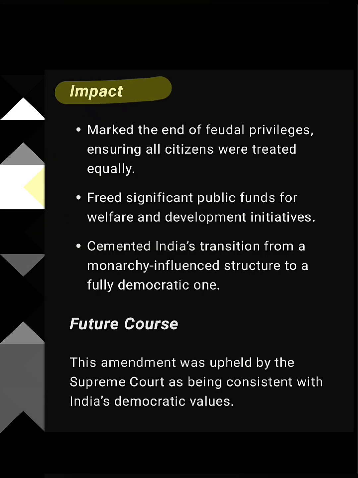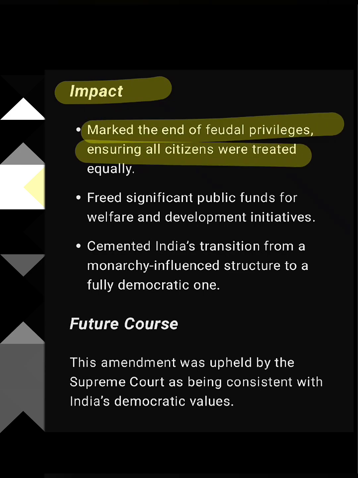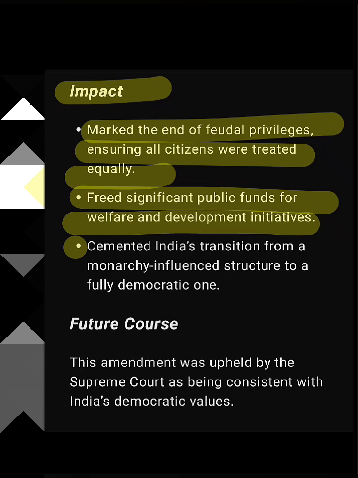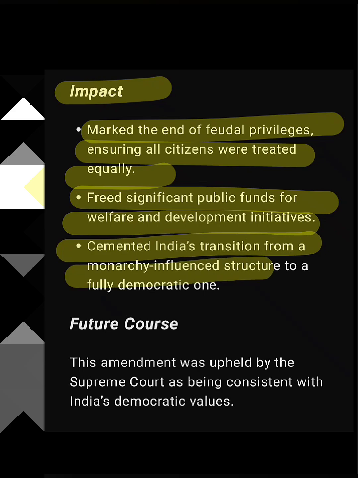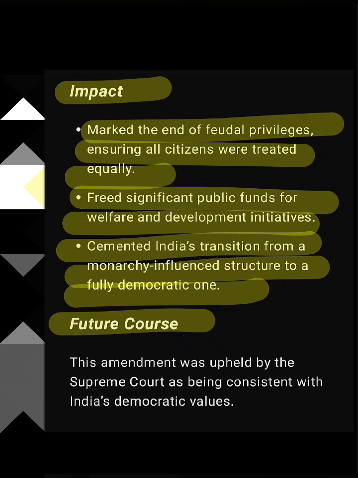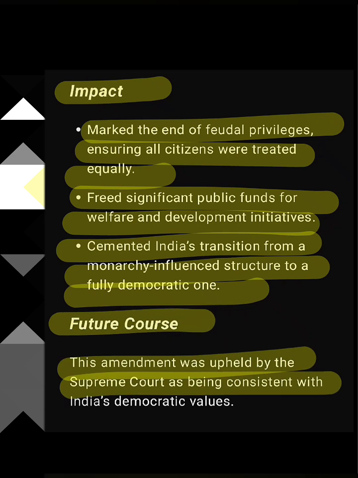What was the impact of this amendment? This amendment has ensured equality in the true sense. Now the government has significant public funds available for welfare and development initiatives. And this amendment has also transitioned India from a monarchy-influenced structure to a fully democratic one. What was the future course of this amendment? So this amendment was upheld by the Supreme Court of India as being consistent with India's democratic values.